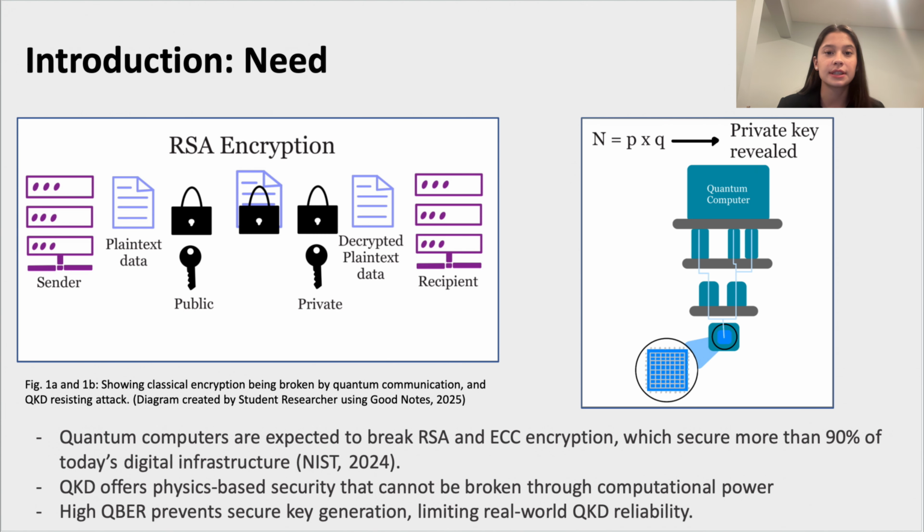Classical encryption methods such as RSA and ECC secure global communications today, but advances in quantum computing threaten to break them completely. Quantum key distribution, QKD, provides a physics-based alternative that is not vulnerable to increased computational power. However, environmental noise and system imperfections can raise the quantum bit error rate, QBER, preventing secure key generation. As a result, reducing QBER is one of the primary barriers to deploying QKD in real-world environments.